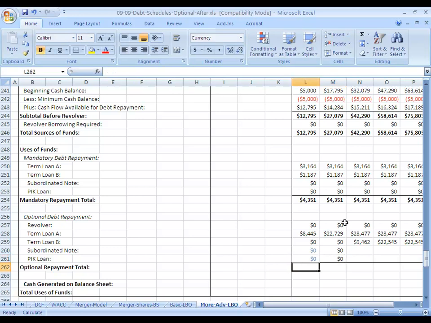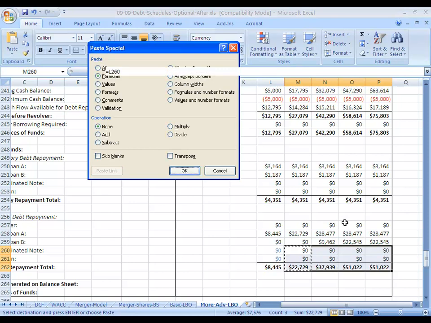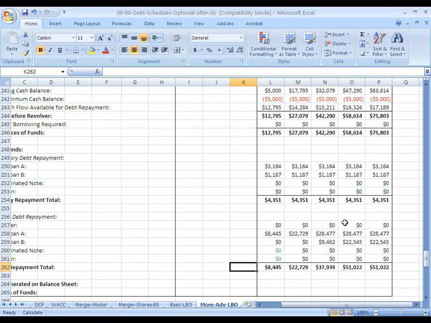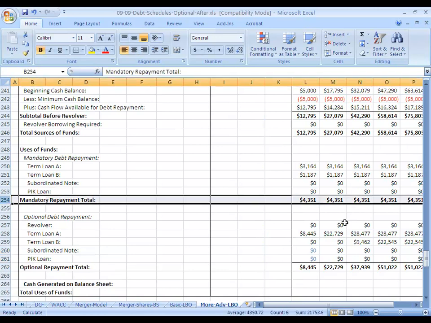I'm also going to sum up the numbers here at the bottom. And then I'm going to take these year 2 numbers and copy them across. So we have our optional debt repayment total in each of the subsequent years, and then we also have our mandatory debt repayment total here above.